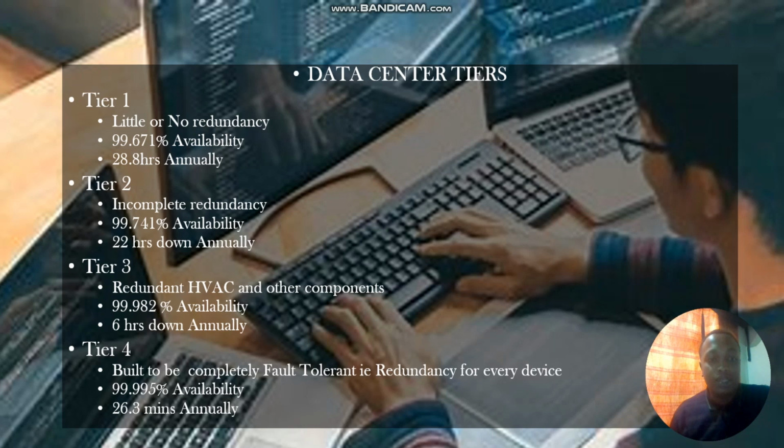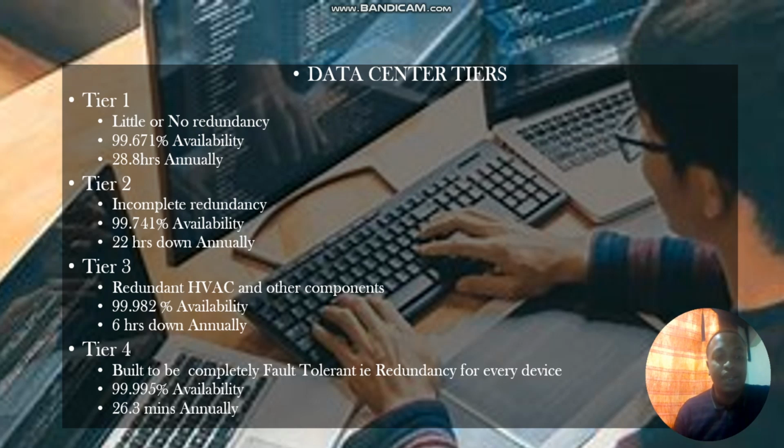There's what we call tier 3 data centers. These have redundant heating, ventilating, and air conditioning systems and other components. They are redundant, and the availability percentage of tier 3 data centers is 99.982%. This means that a tier 3 data center is down 6 hours annually.